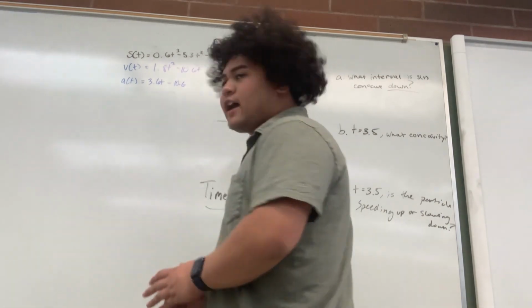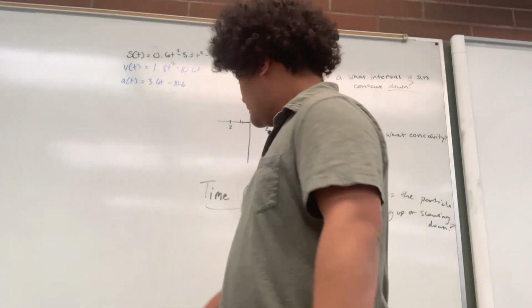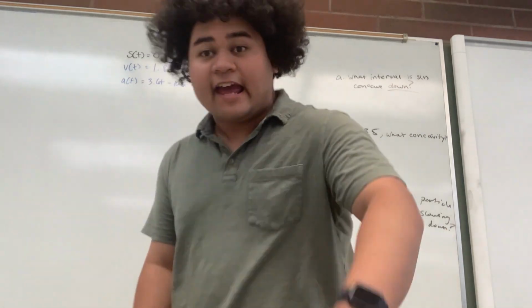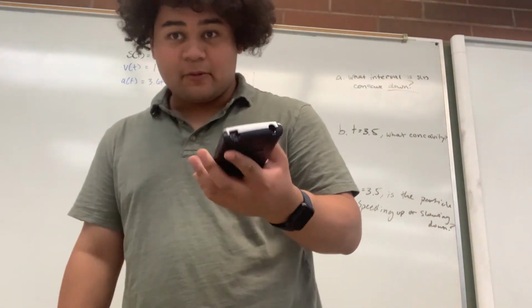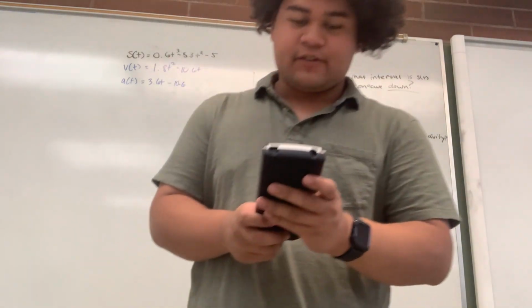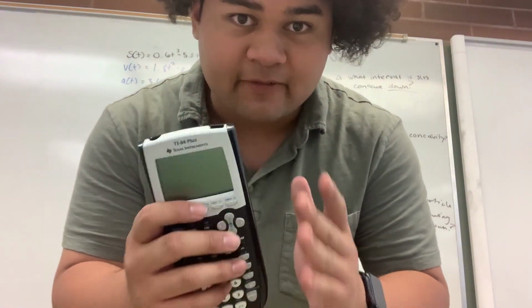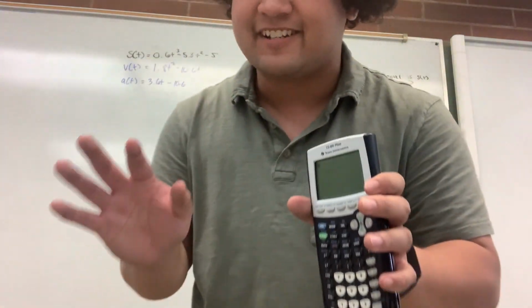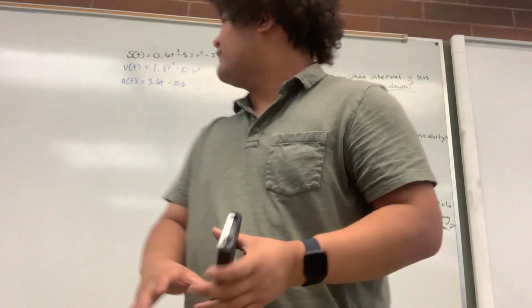So, how do we find this? Because we can't just factor 3.6 t minus 10.6. Well, we have our handy dandy calculator. First, when you have a graphing calculator, you're gonna need this on your AP exam, very important. You find the on button, or else you can't function the calculator. Then, you take the y equals. This is how you plug in your functions.